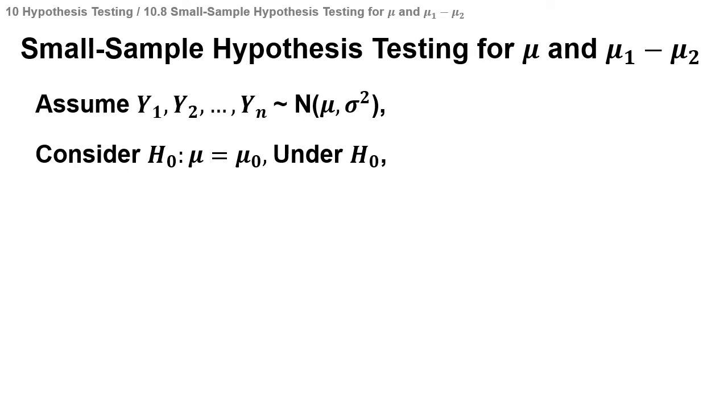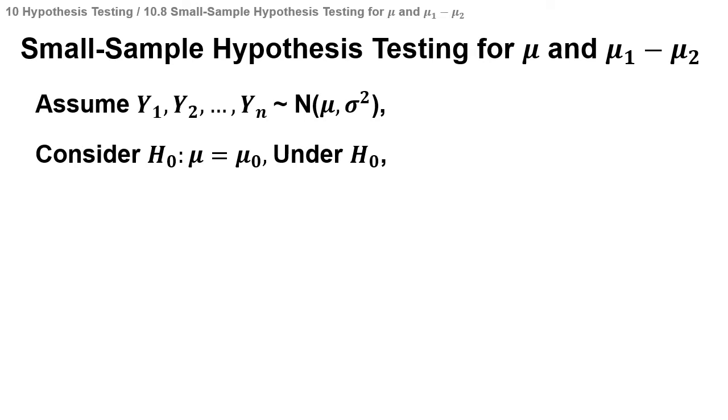Actually, the testing procedure is very similar to what we learned for the large sample hypothesis testing, but the only difference is the test statistic that we will use. So let's consider this situation. Assume that y1 to yn follows a normal distribution with mean mu and variance sigma square, and consider we are interested in testing something like this.